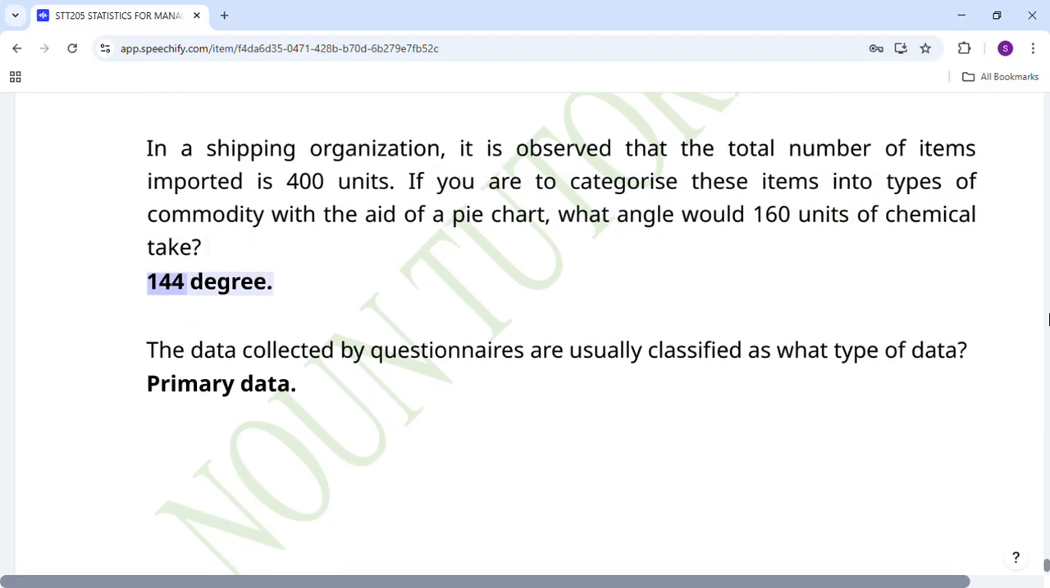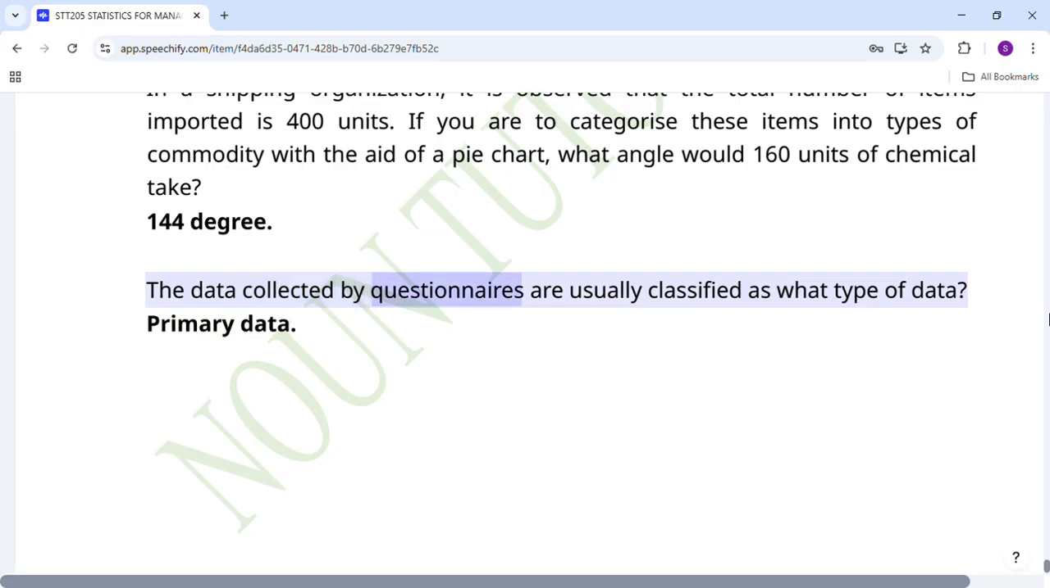144 degrees. The data collected by questionnaires are usually classified as what type of data? Primary data.